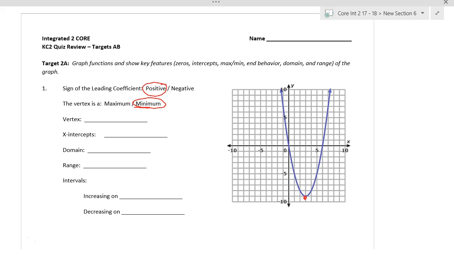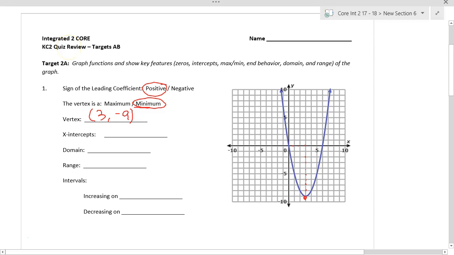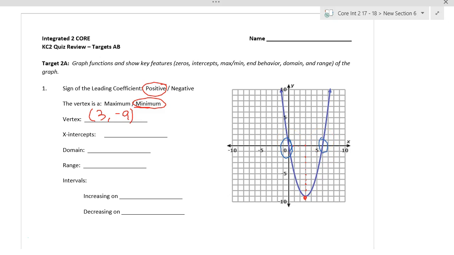And then looking at what that point actually is, I'm going over 1, 2, 3, and down 1, 2, 3, 4, 5, 6, 7, 8, 9. So it's at positive 3, negative 9. Next thing are x-intercepts. Where does it cross the x-axis? Crosses the x-axis here and here. That is at 0, 0. And the other one's out 6. So 6, 0.